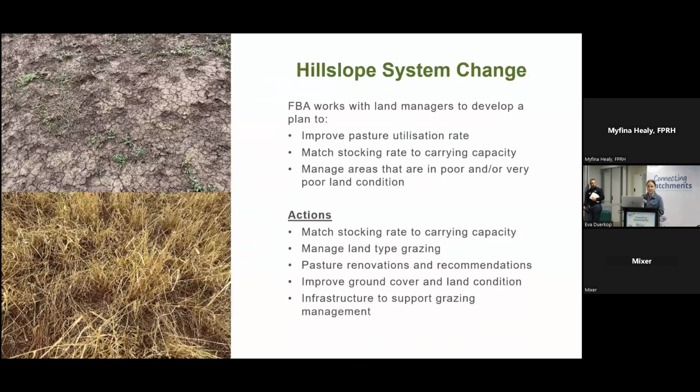So firstly, we have hill slope systems change. These projects, I think, are the most common and require the most extension work and support from land management officers with the land managers in our region to really create a long-term practice change. Hill slope projects are looking at trying to improve land that's in poor and degraded land conditions. To create a hill slope practice change, there's a lot of work involved.